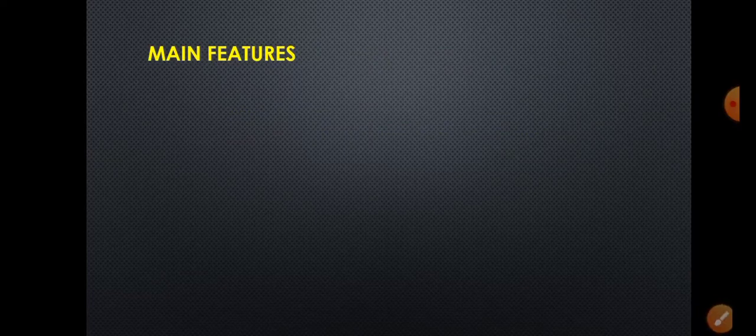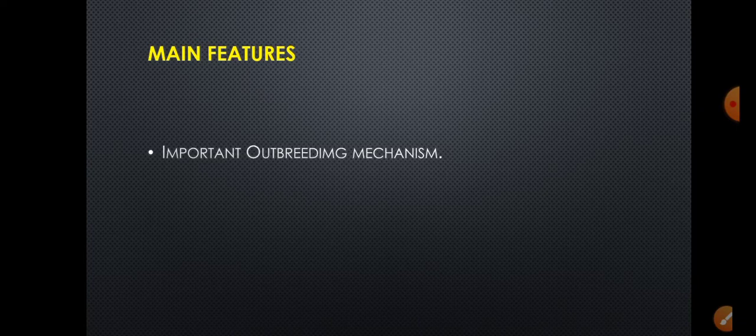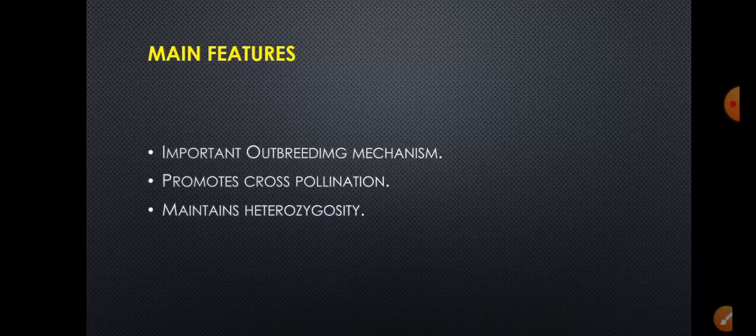So let us see what are the main features of self-incompatibility. The first main feature is that it is an important outbreeding mechanism. As I have already explained, self-pollination does not result in the formation of seed in case of self-incompatibility. So it means inbreeding cannot happen, right? Of course, if self-pollination is not working, then for seed setting there is cross-pollination, and cross-pollination is an outbreeding mechanism. So it is an important outbreeding mechanism, and it also promotes cross-pollination. And the third is that it maintains the heterozygosity.